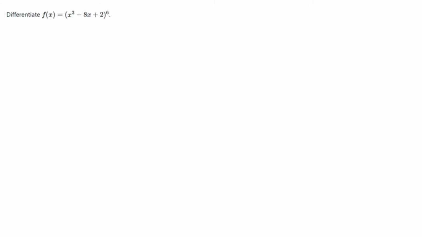Differentiate f of x equals x cubed minus 8x plus 2, with the entire trinomial being to the power of 6. To differentiate composite functions like this, we need to use the chain rule. So I'm going to use two basic methods.